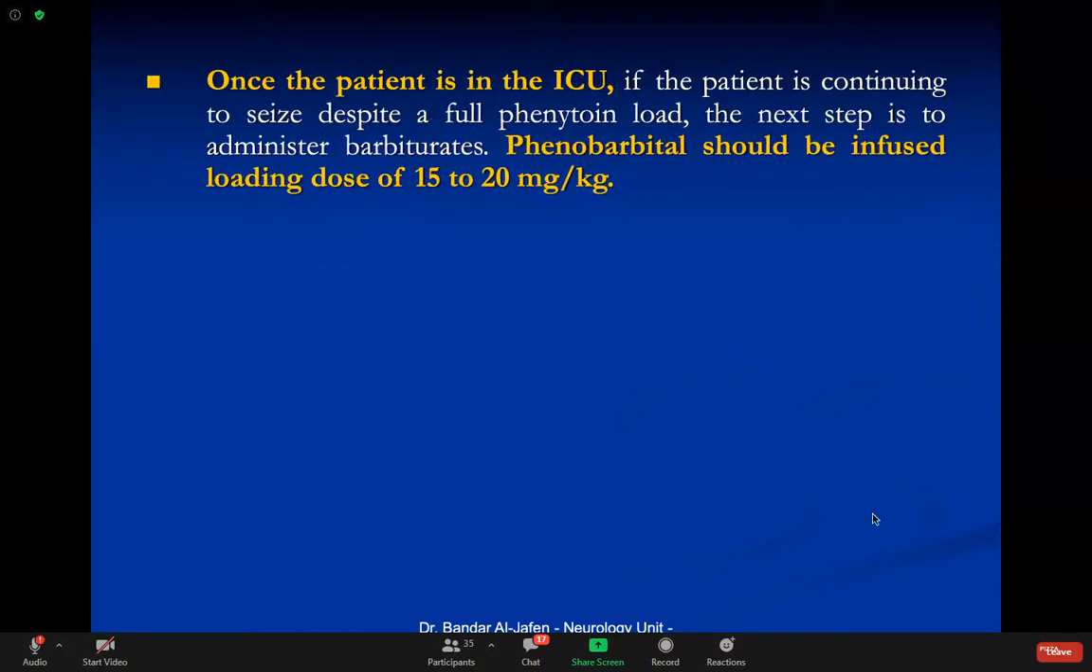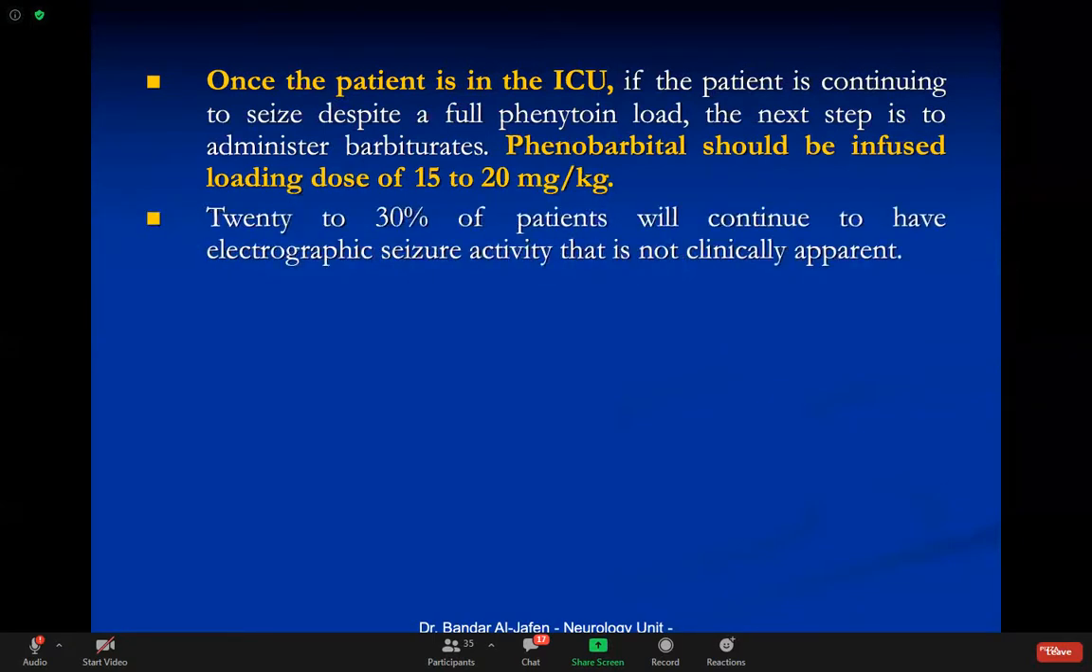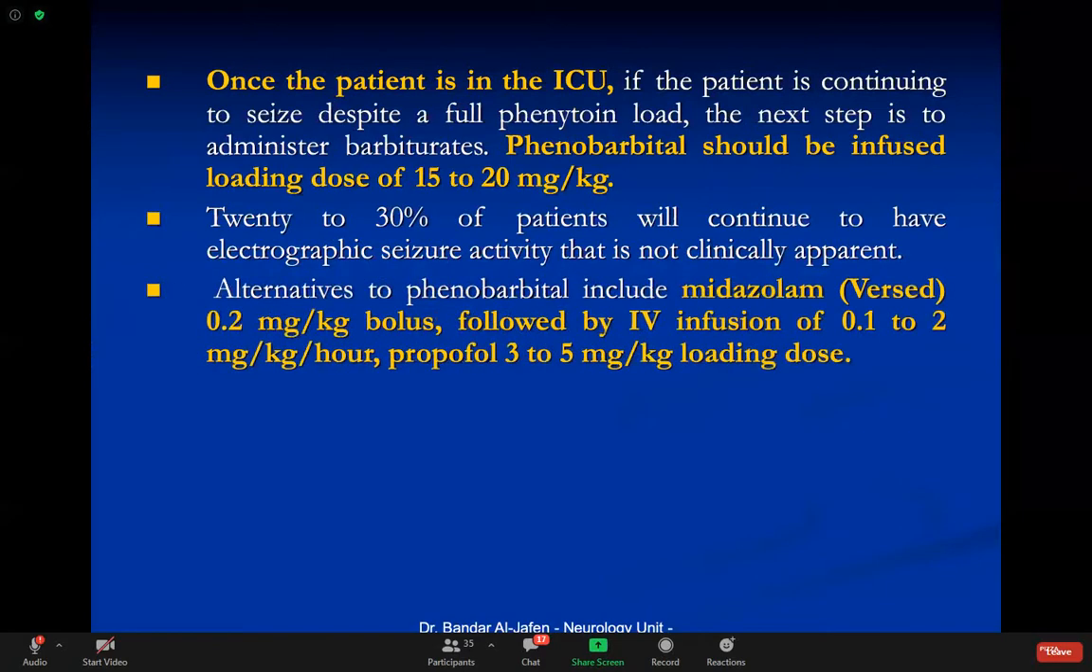Once the patient's in the ICU, if the patient is still having a seizure despite full phenytoin load, the next step is to use the barbiturates. Phenobarbital could be infused. 20-30% of patients continue to have electrographic seizure activity that is not clinically apparent. So that means I come to this patient and I put an EEG on him, and you'll see that he's still seizing despite no obvious clinical movements. So these still need to be treated. Alternatives to phenobarbital include midazolam. And I like to say that nowadays, midazolam has probably gotten much more popular than phenobarbital. So you just put them on a midazolam infusion.